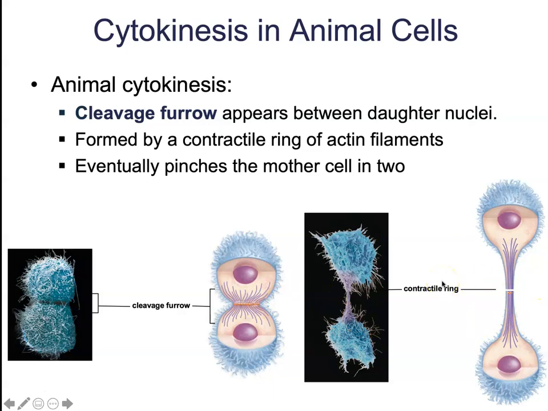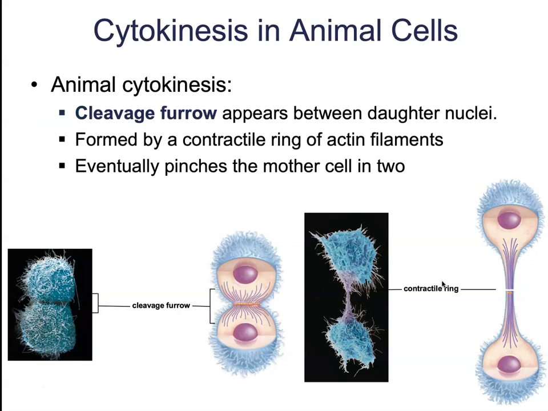It's kind of like putting a drawstring around, I don't know, a slice of cheese. And you just slowly pull that string tighter and tighter and tighter until it pinches off and separates that block of cheese. This is how we can do it with animal cells.